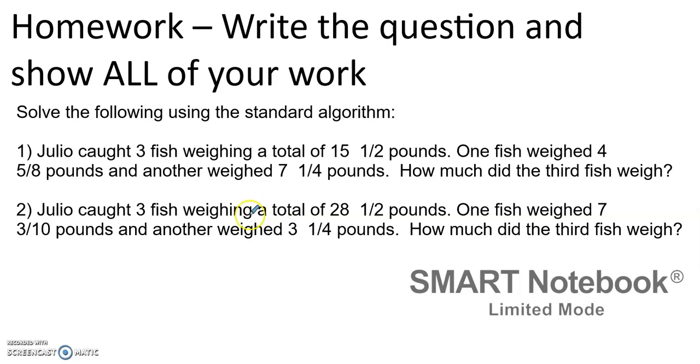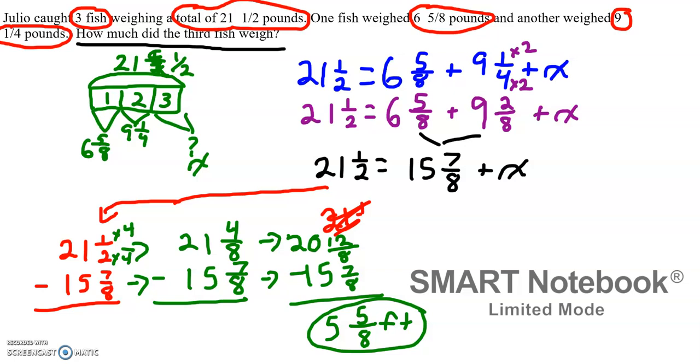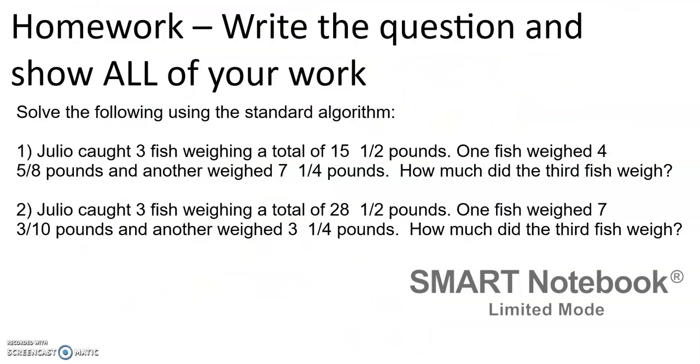In the second question, you still have 3 fish. The total weight now is 28 1/2 pounds. One fish weighs 7 3/10 pounds. The other weighs 3 1/4 pounds. Both questions want to find out what that third fish is. All right. Don't forget to write down the question, show all of your work, and write your answer in your notebooks in a sentence. As always, if you need to go back to our original question here, you may do so, or you can send me a message with any questions.